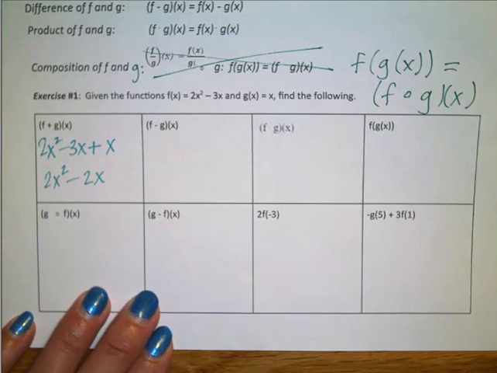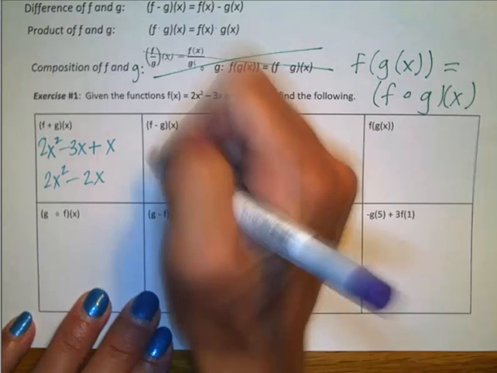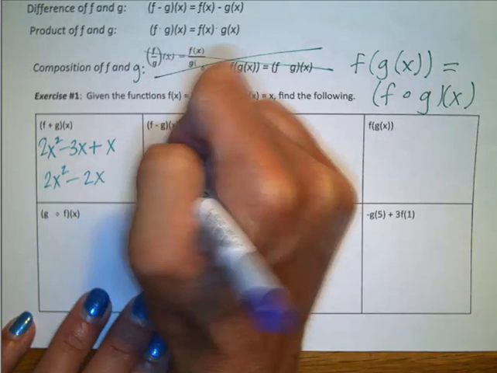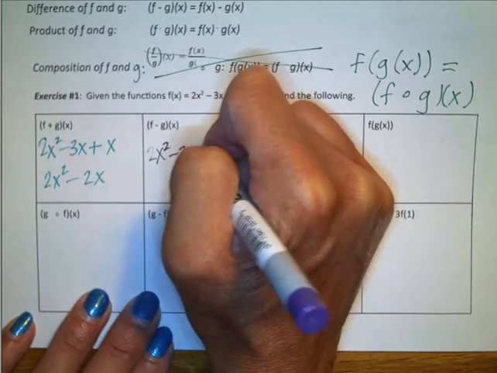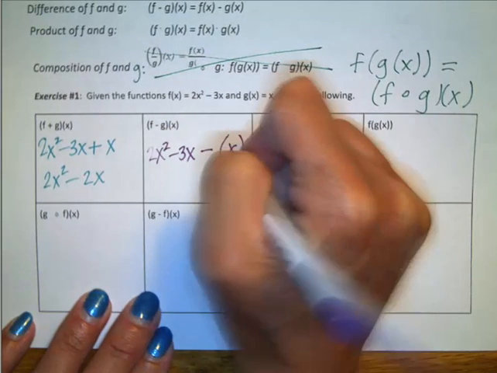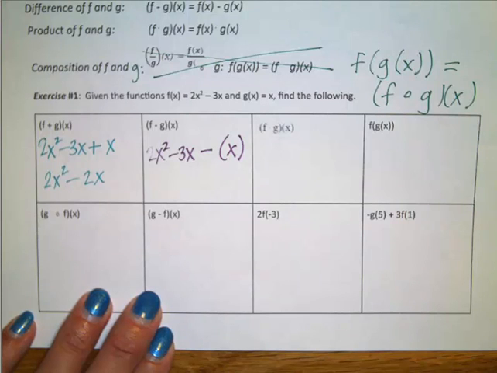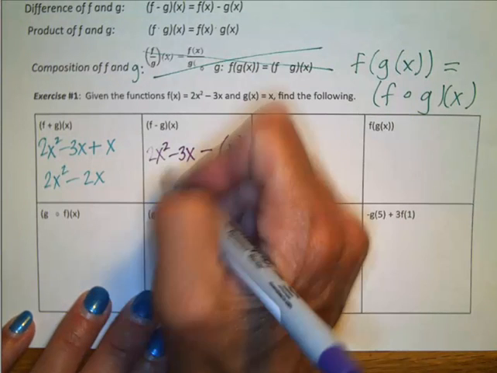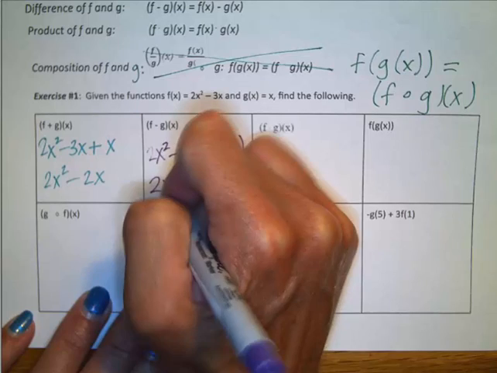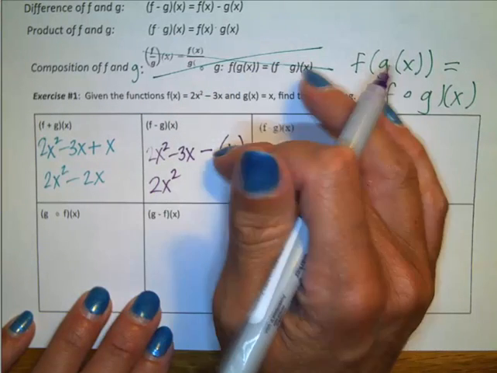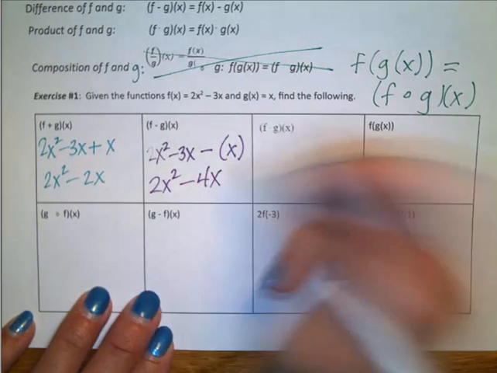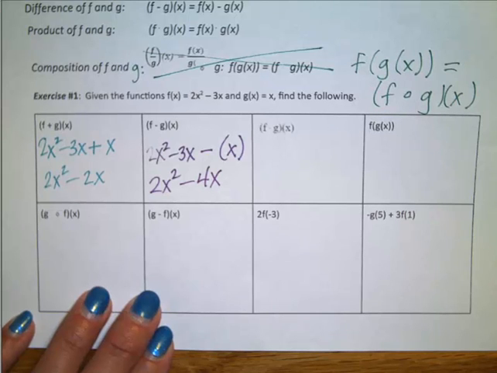Next one, f minus g of x. So we're going to take f of x, 2x squared minus 3x, and we're going to subtract x. Since it's a monomial, the parentheses don't matter. So we're going to combine like terms. So 2x squared, minus 3 minus 1 is minus 4x. So f minus g of x is 2x squared minus 4x.